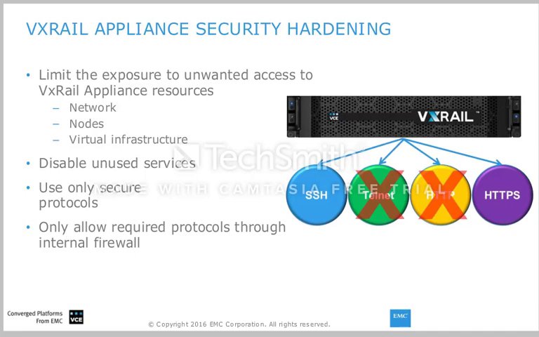The VXRail appliance is just like any other piece of technology, only as secure as the protocols that are used to access it. Using unsecure protocols provides a vehicle for attackers to gain access to sensitive information. Using secure protocols prevents an unauthorized person from using any information that they may gain access to. Similarly, disabling unused services and keeping the system's internal firewall hardened reduces the vulnerability of a system.